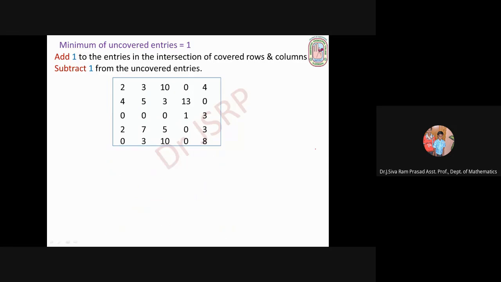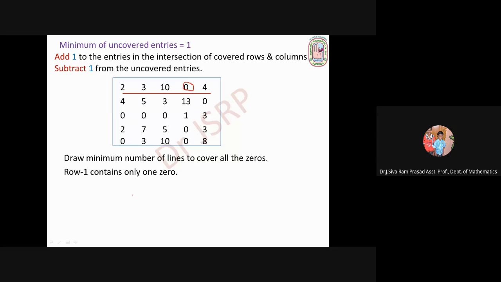Okay. Repeat the same process. Now draw minimum number of lines to cover all the zeros, as usual, right? Observe first row. First row contains only 1 zero. Circle that 0 and fix the column. So cross off column 4.